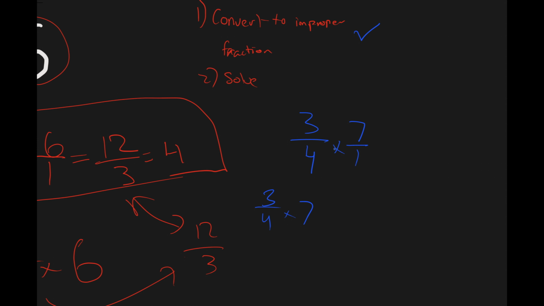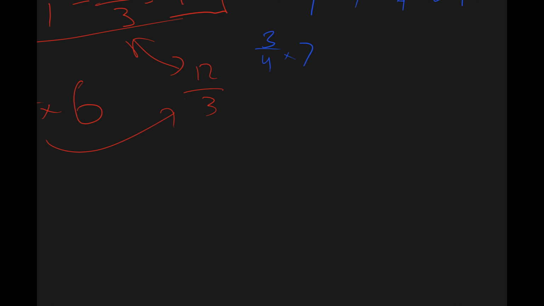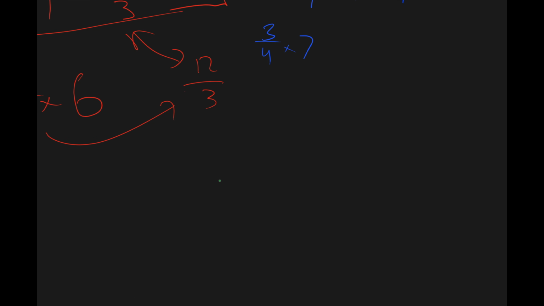Step 2 is solve. So 3 times 7 equals 21, and then 4 times 1 equals 4. And now you simplify if possible. So your answer here is 5 and 1/4, because that's a simplified answer. Okay, so I'm going to do one more. Let's do 5/7 times 8. Step 1, convert to improper fractions. 5/7 times 8 wholes.